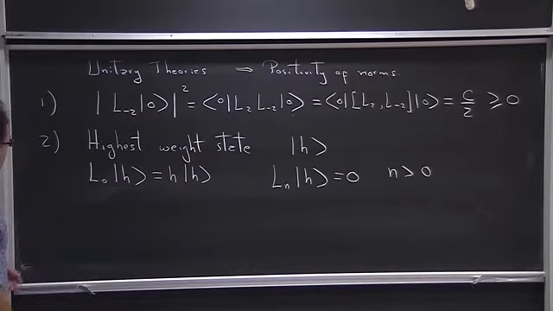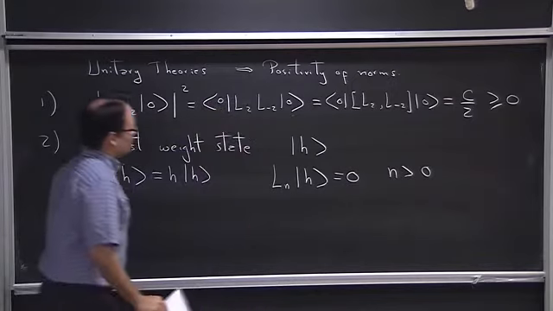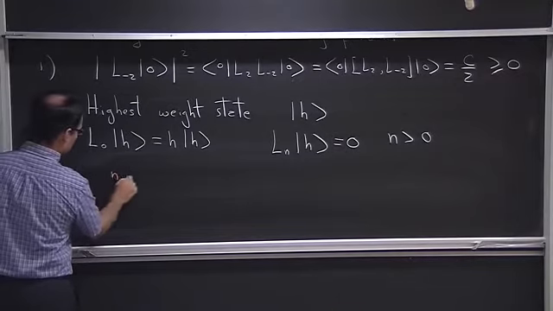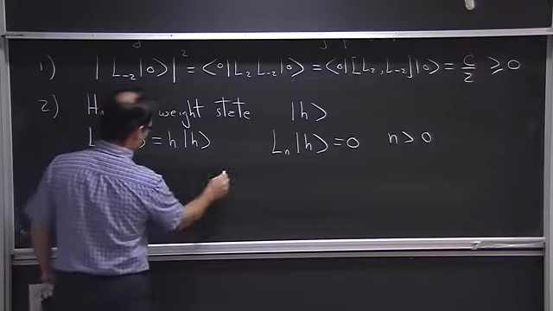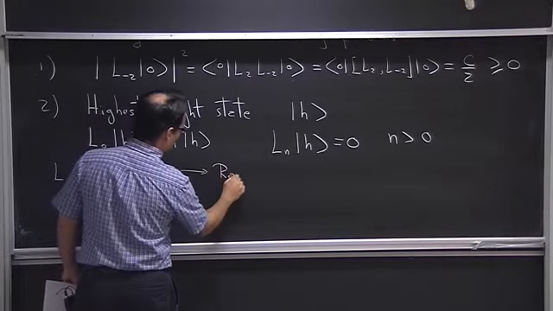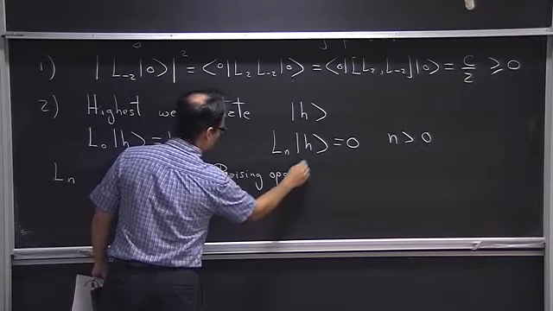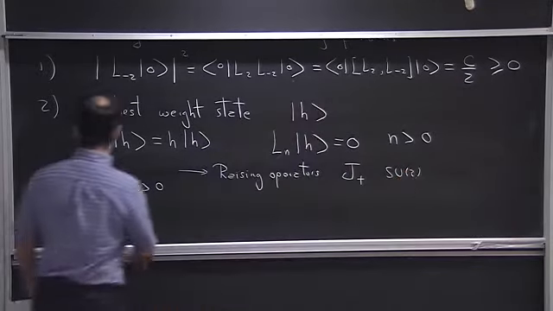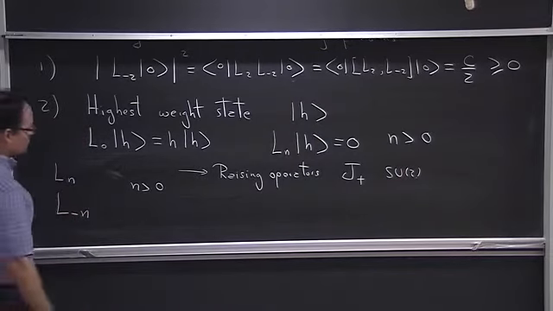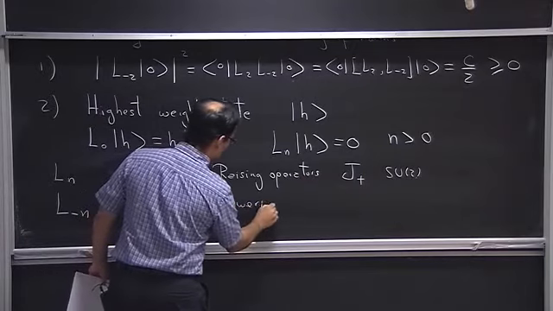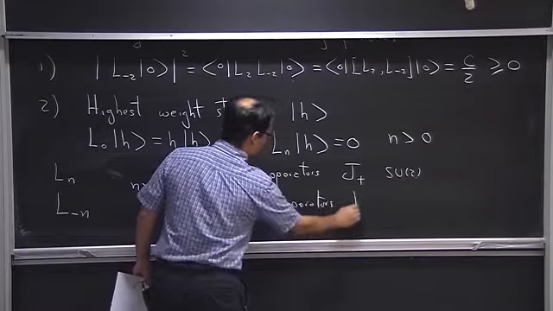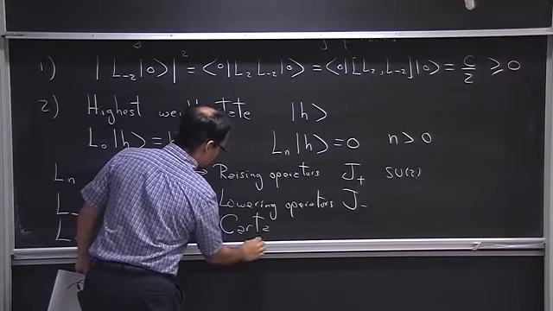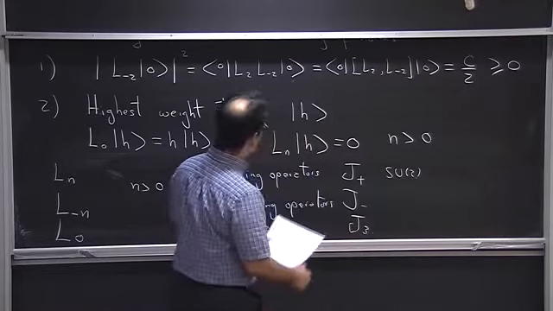So we also drew an analogy between the structure of the L's and a more familiar example, which is SU2. And we said that Ln's with n greater than 0 were somehow raising operators, just very much like J plus in SU2. L minus n, again with n greater than 0, were lowering operators. Like J minus, and L0, finally, was like the element in the Cartan subalgebra, just like J3. Okay? Freddy?